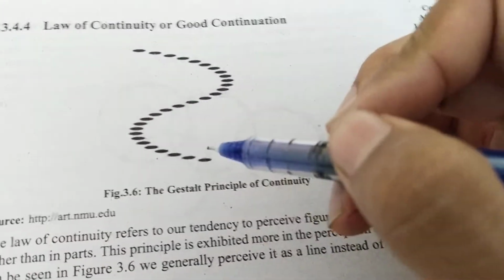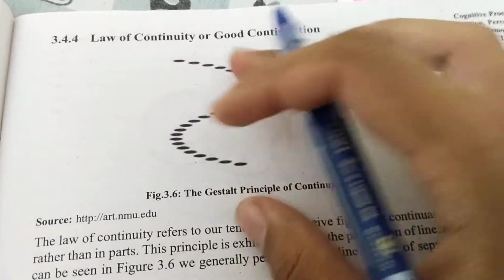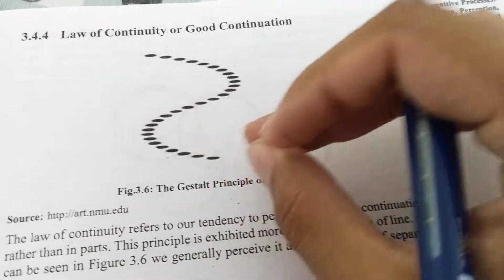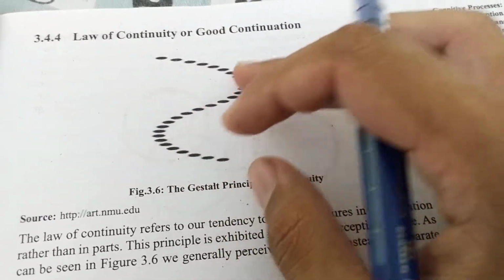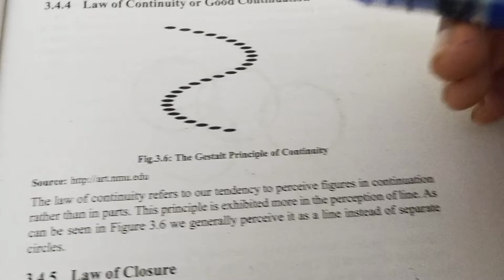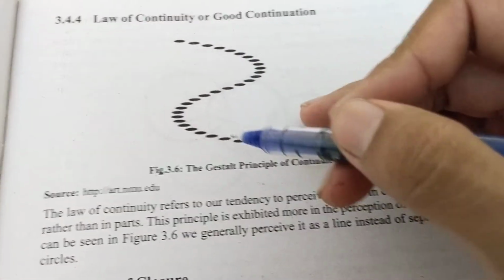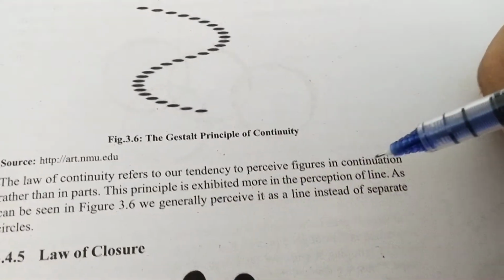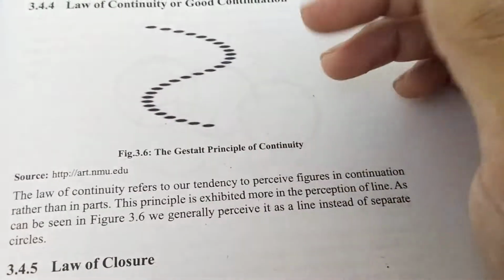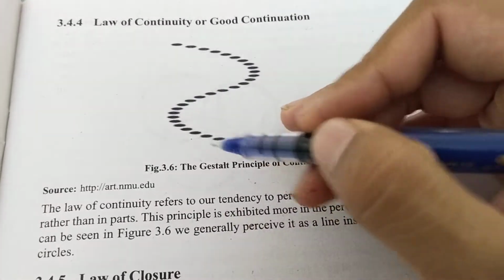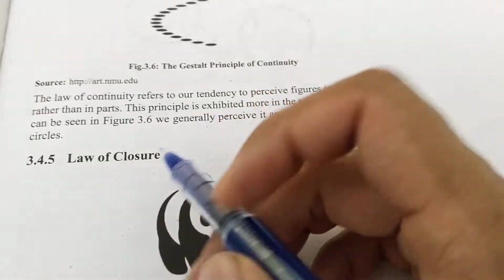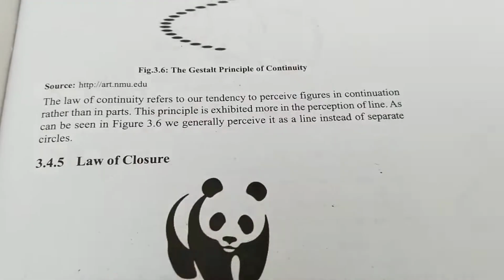You look at it as a kind of S or as a kind of pattern, right? You just cannot make your brain ignore the pattern and see them as individual objects. No matter how hard you try, you always see this as a pattern that is moving to this side. In fact, these are nothing but randomly arranged balls which seem to make this kind of pattern. But you are looking at them as if they are moving continuously or as if they are made continuously into this kind of pattern. This principle is exhibited more in the perception of line, right? You are taking this more as a line. In fact, if you focus more deeply, you may even ignore the blank space completely and take it as one complete line. As can be seen in figure 3.6, we generally perceive it as a line instead of separate circles.